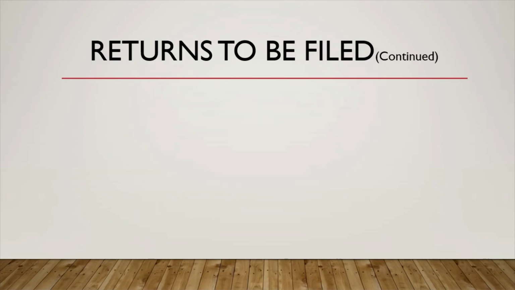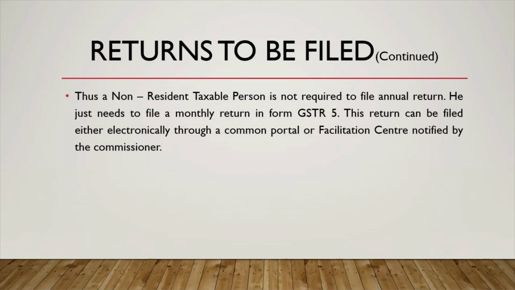Now the earlier points made it very clear that a non-resident taxable person is not required to file an annual return, because it is stated under the form GSTR 5 that they are to file a return on a monthly basis, not the annual or the 12 months basis. He just needs to file a monthly return in form GSTR 5. This return can be filed either electronically through a common portal, as I have told you earlier, or at a facilitation center notified by the commissioner.